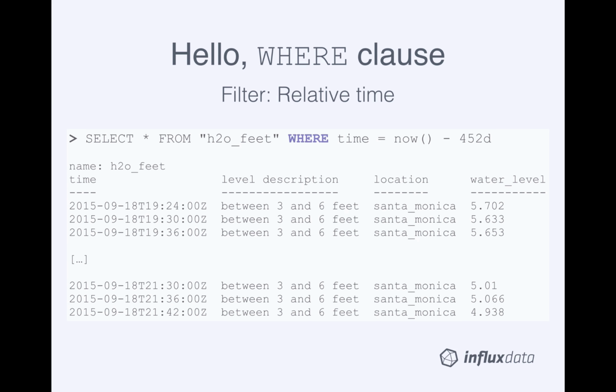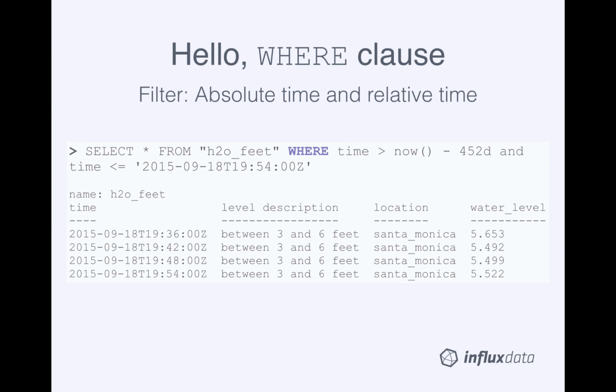Another way to restrict time ranges in the where clause is to use RelativeTime, that is, specify timestamps that occur with respect to the current time, so now. The query asks for all data in the H2O feet measurement with timestamps that occur within the past 452 days. Notice that this query can return different results depending on when you run it. Now is always changing, so the query results can too.